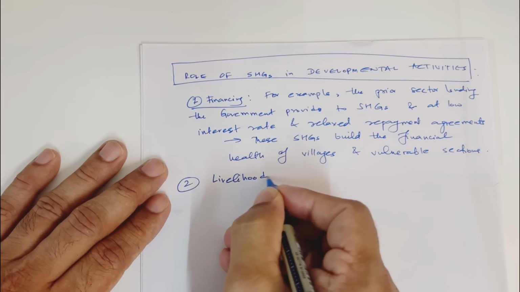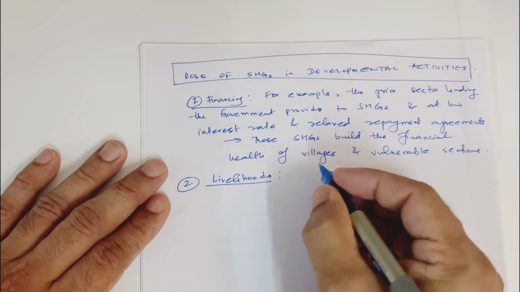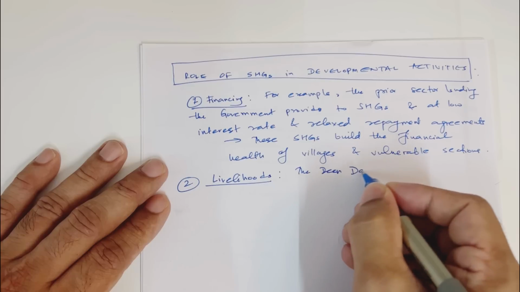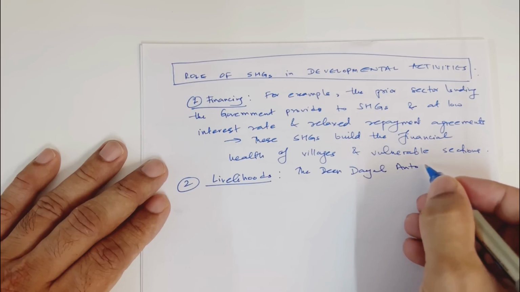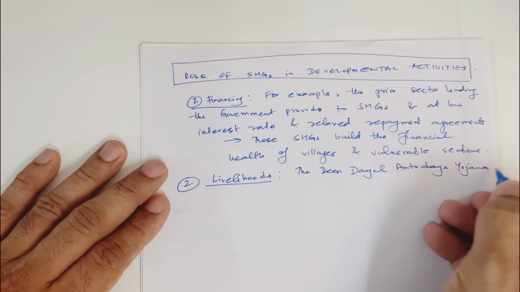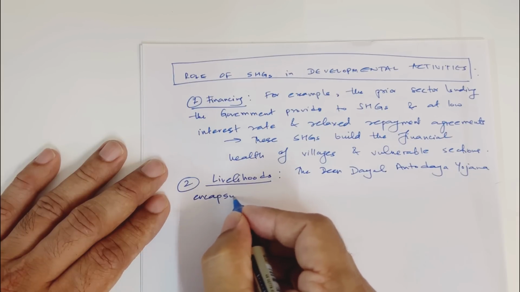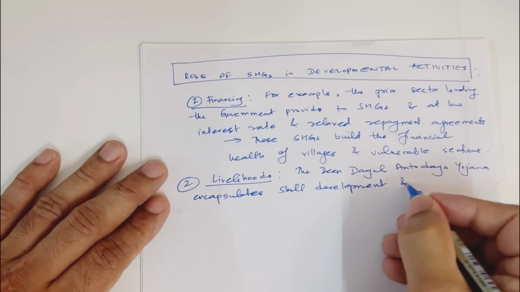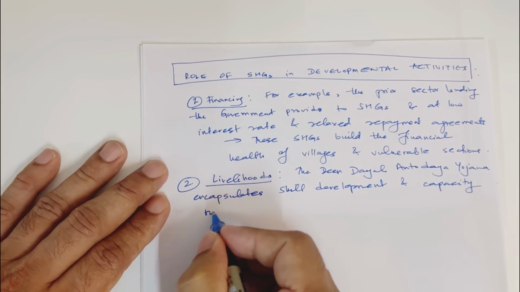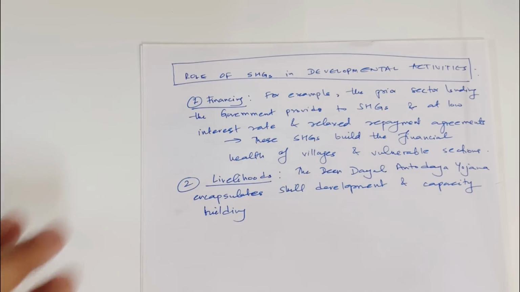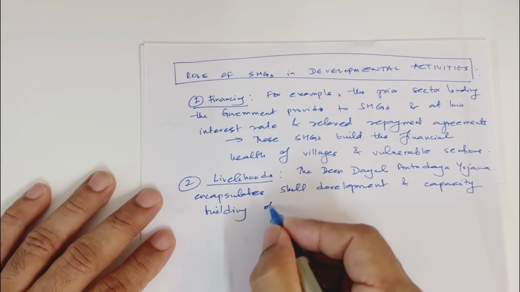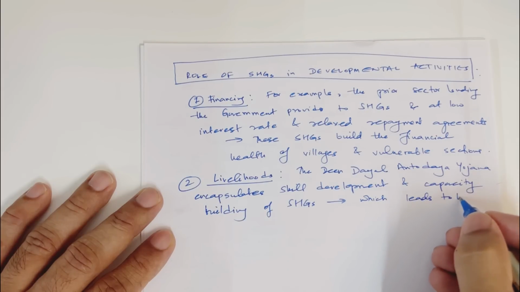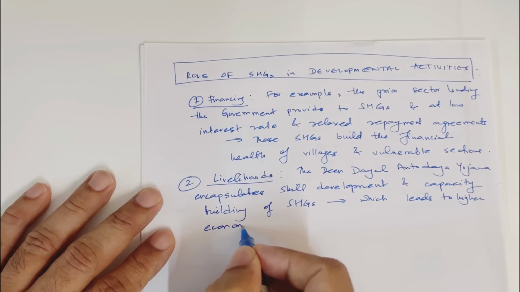Livelihoods, the Deen Dayal Antyodaya Yojana encapsulates skill development and capacity building of SHGs, which leads to higher economic output.